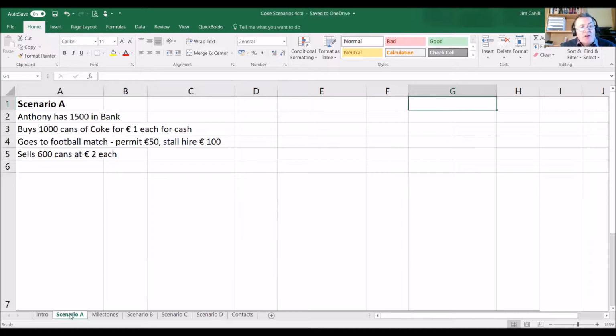Okay, now you've calculated your profit. A lot of people in the classes would tell me that Anthony made about 50 euros profit. And the way they work that out is that they see that he sold the cans for €2 each. So 600 cans for €2 each is 1,200 euros. He spent 1,000 euros on the Coke, so that leaves him with 200. And then he spent 50 and 100 on the permit and the stall, so that left him with 50.